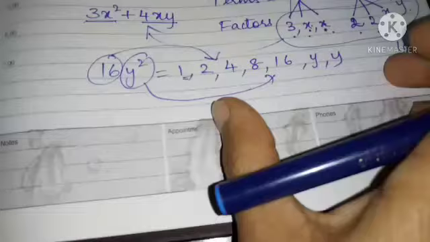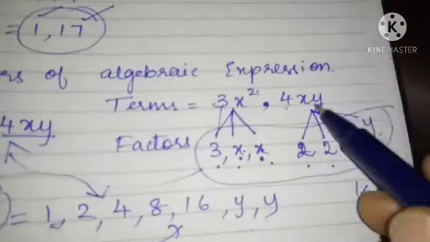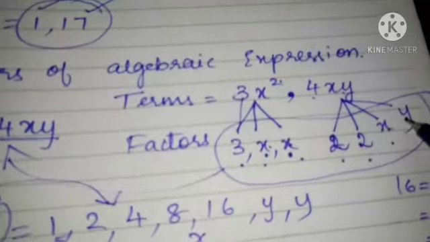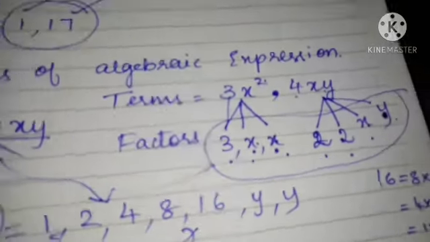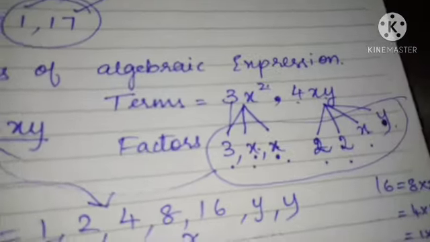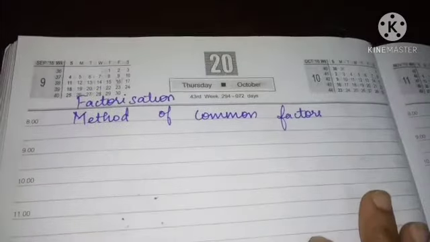So that is what, here 4xy, how are you writing? 2 into x into y. This is the thing. Above, you are writing it as a product of factors. So this is called factorization. Understood? This is your factorization.